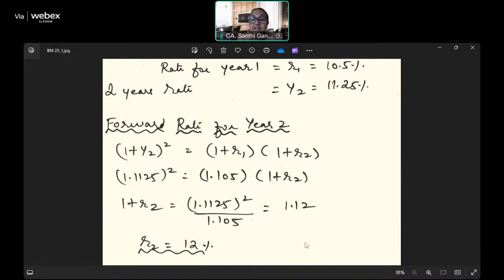So if you look at the problem here, we have 3 months, 6 months and so on. We are not interested in those. 3 months, we are interested only if we want 6 months. 6 months, we are interested only if we want 1 year. 1 year, we are interested when we want 2 years. So now you have the 1 year rate.